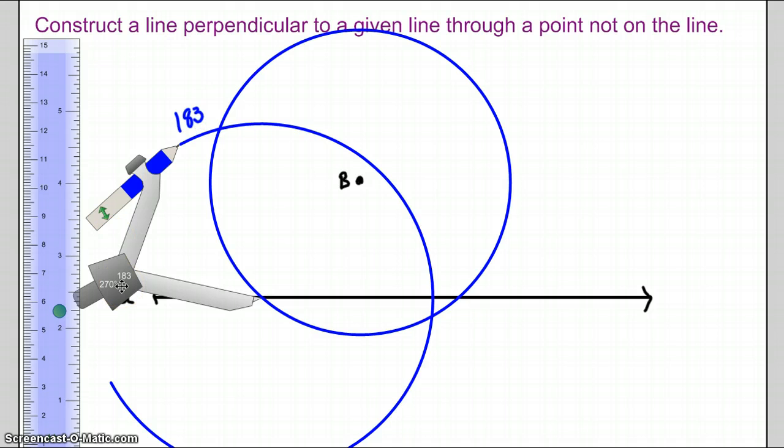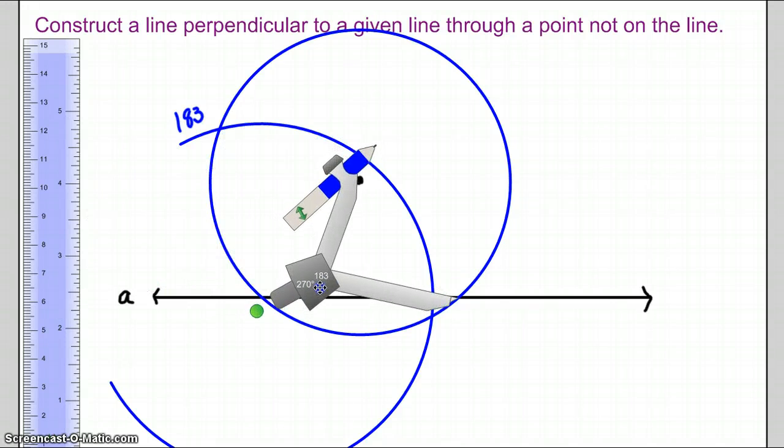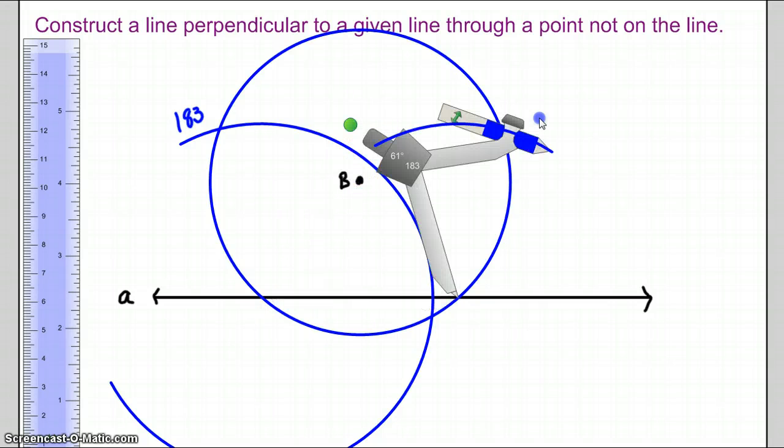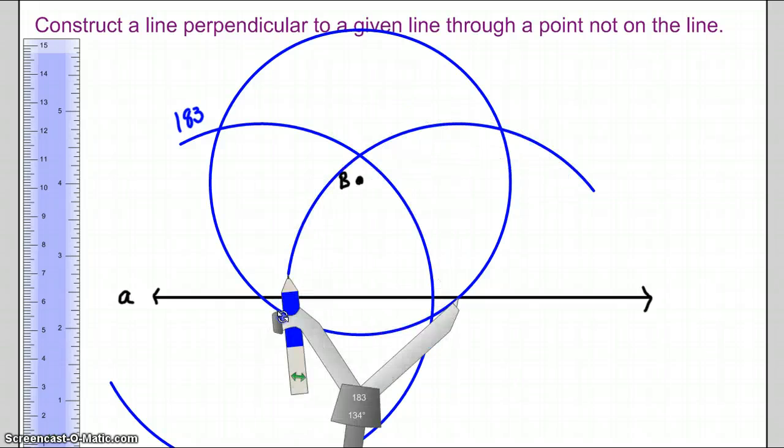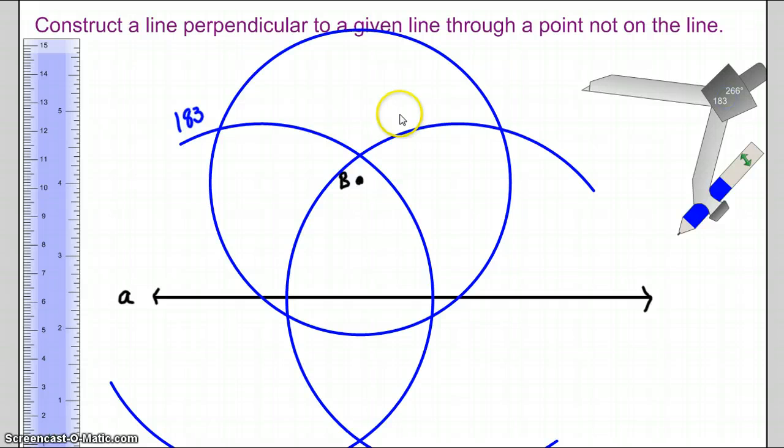Again, when we make these forward and backward C's, we always have to use the same letter, keep them the same size, same radius. Now you move to the second intersection, the second place where the original circle crosses the line, and you're going to put your pen or pencil in that same letter and make a big forward C. Again, you should have two intersections. I have one up here and one down here.